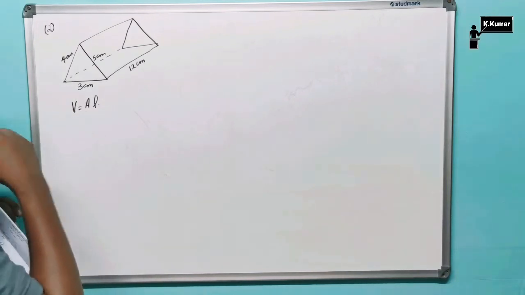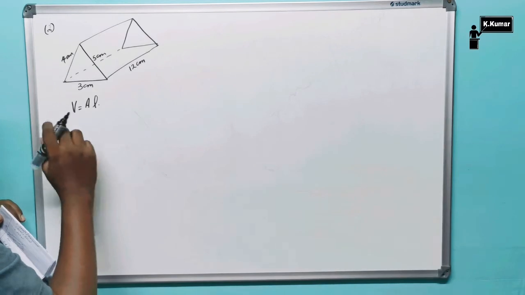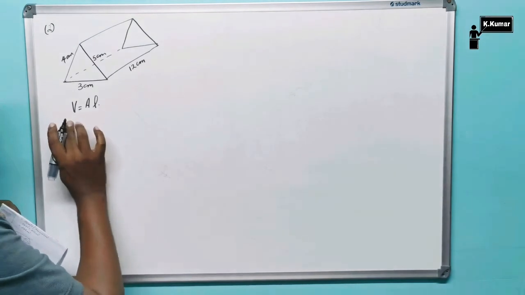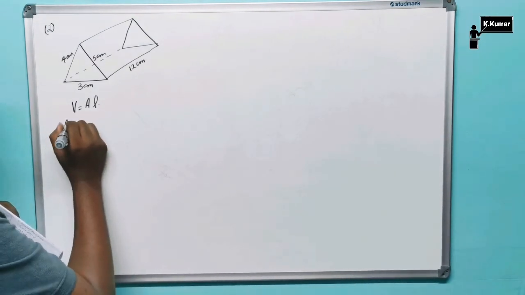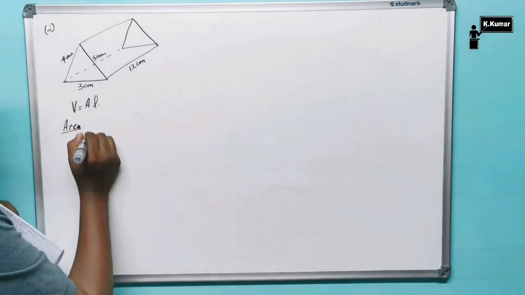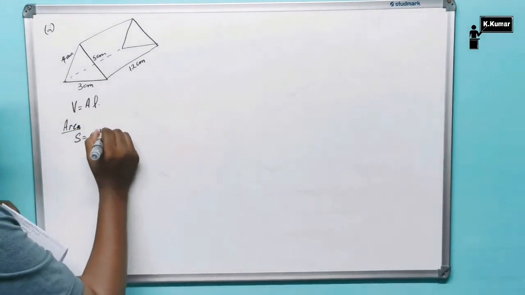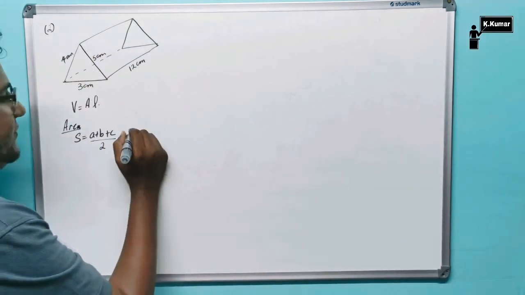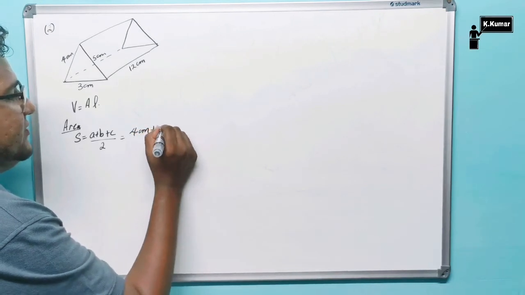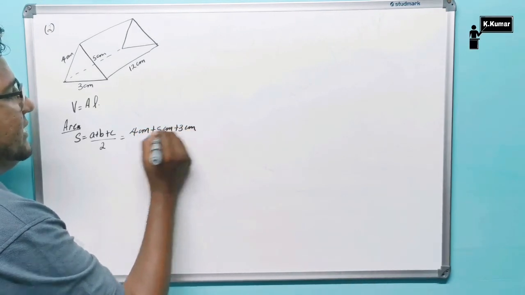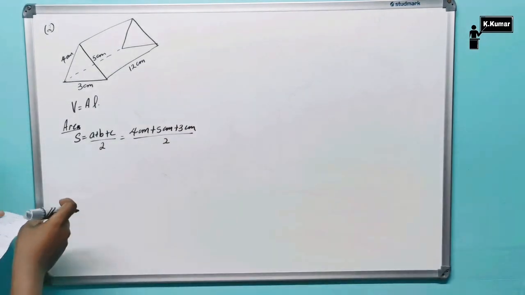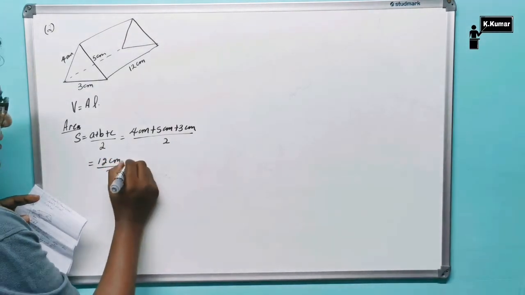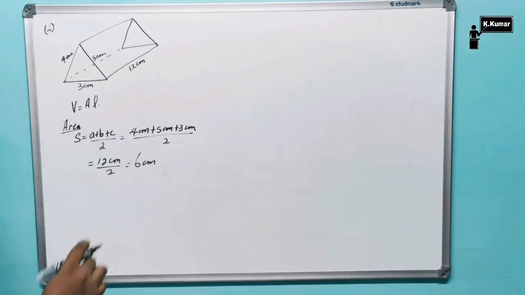So the first thing, we have to find what is A. Because volume is equal to AL, A in this case is the area, so we have to find that first. So we have to find what is S. S is going to be A plus B plus C divided by 2, and that's 4 cm plus 5 cm plus 3 cm divided by 2. That gives me 12 cm divided by 2, and that's 6 cm. So my S is equal to 6 cm.